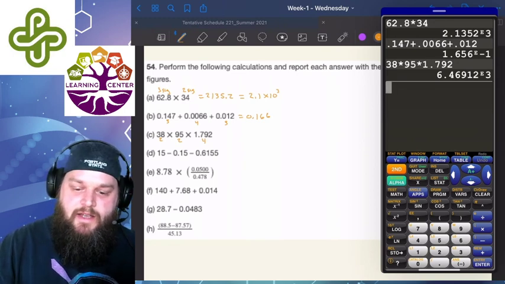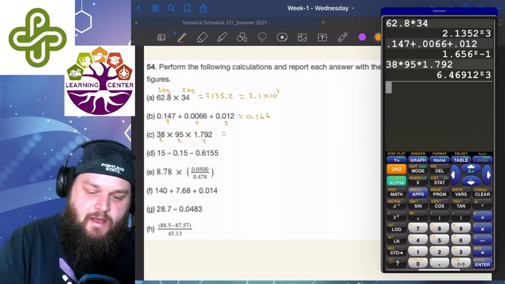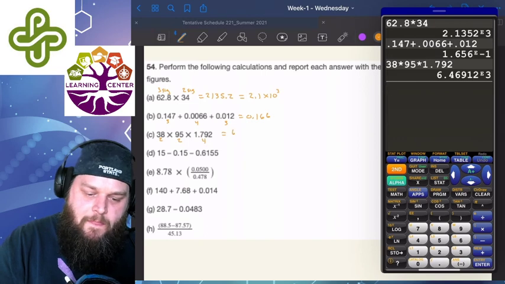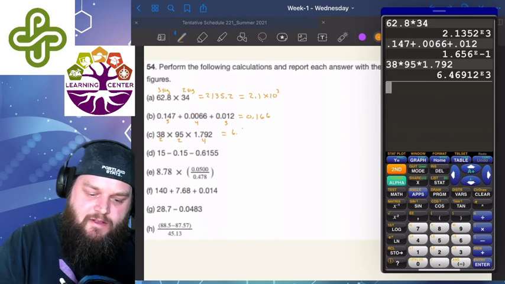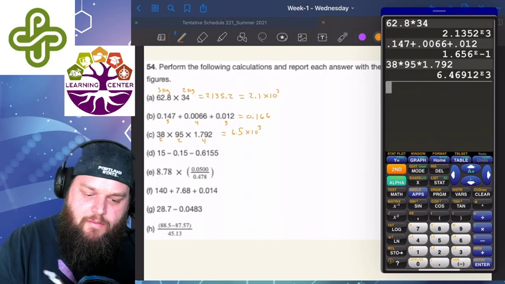So I can leave this in scientific notation. It's usually the easier way if you have a value that's higher. And that 4 needs to actually be rounded up to a 5 because the next digit is a 6, times 10 to the third.